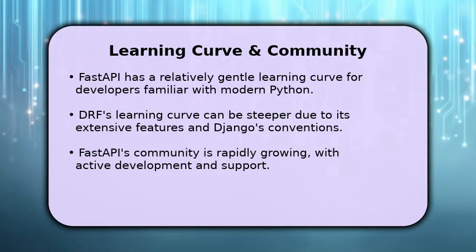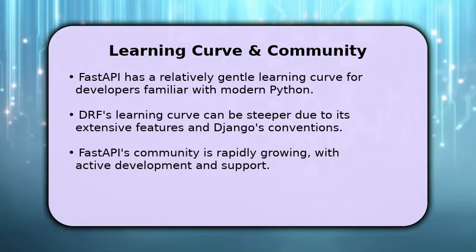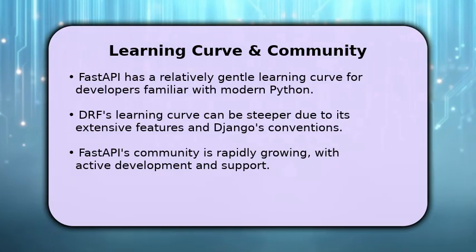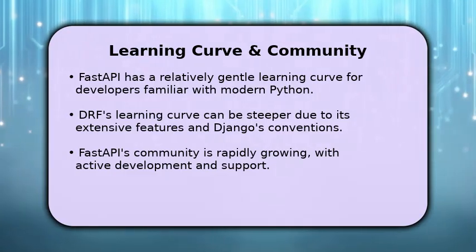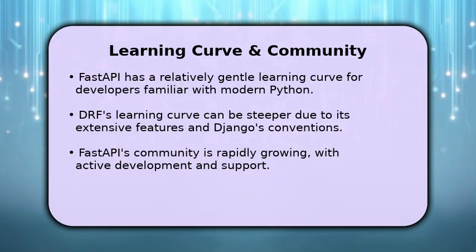FastAPI's community is rapidly growing and highly active, whereas Django REST Framework benefits from a very large, mature community with abundant resources and long-standing support.